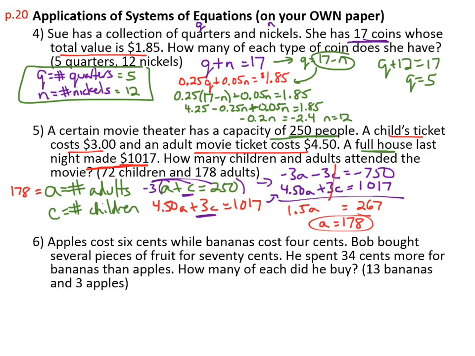And then we're going to use that first equation to figure out how many of the children's tickets were sold. So A plus C equals 250. So that 178 plus C equals 250. Subtracting our 178 from both sides, we can find that there were only 72 of the children's tickets sold.